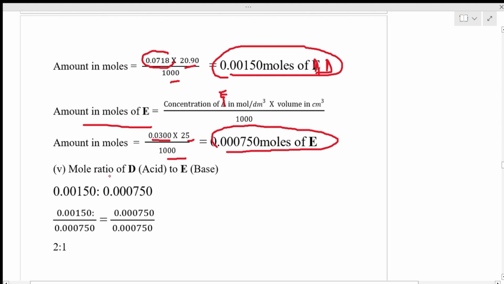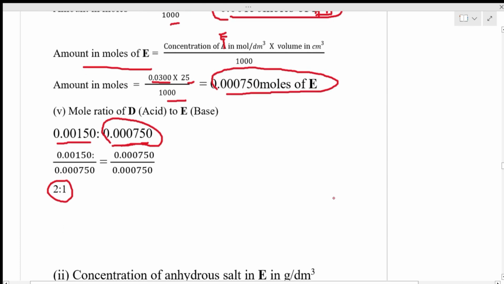The mole ratio, how do you get the mole ratio? This is the mole ratio: 0.00150 of the acid and 0.001750 of the base. Now, what you're going to do is divide by the smallest. The smallest here is the one for the base. So divide by the smallest, and you have 2:1. Therefore, it shows that your acid is 2.